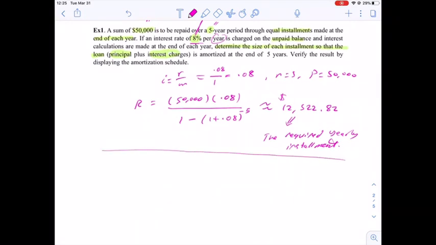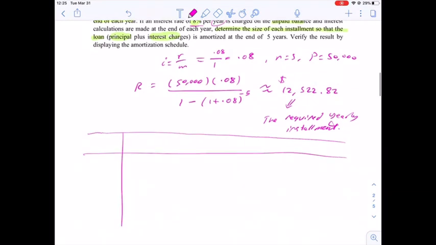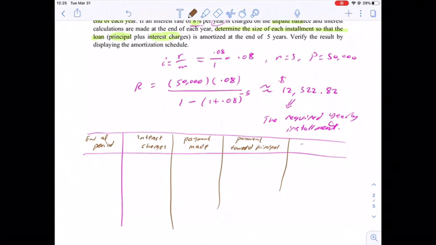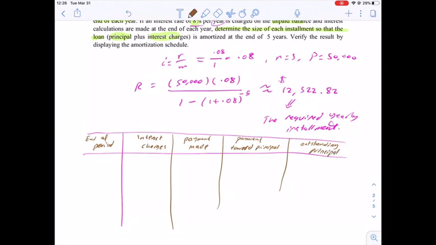We can visualize this process of paying yearly by constructing the following table. Here we have end of period, interest charges, payment made, payment toward the principal, and outstanding principal.